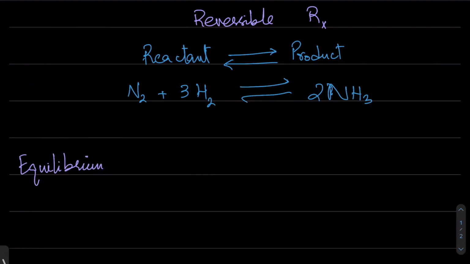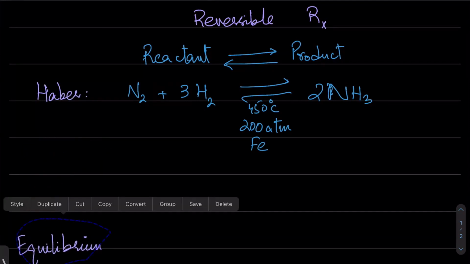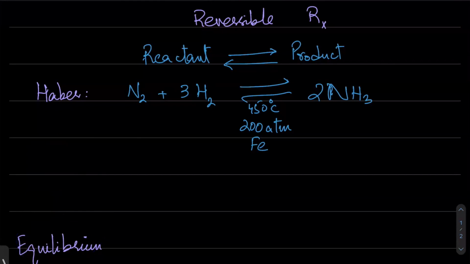Right now, usually in the industry, here's what happens. Whenever we do this reaction, we use 450 degrees Celsius temperature, 200 atmospheric pressure, and an iron catalyst. Those are conditions you're supposed to remember. This reaction is called the Haber process, named after Haber, a very good friend of Einstein, who perfected this whole idea. The second reaction that we usually use is the one in the contact process.